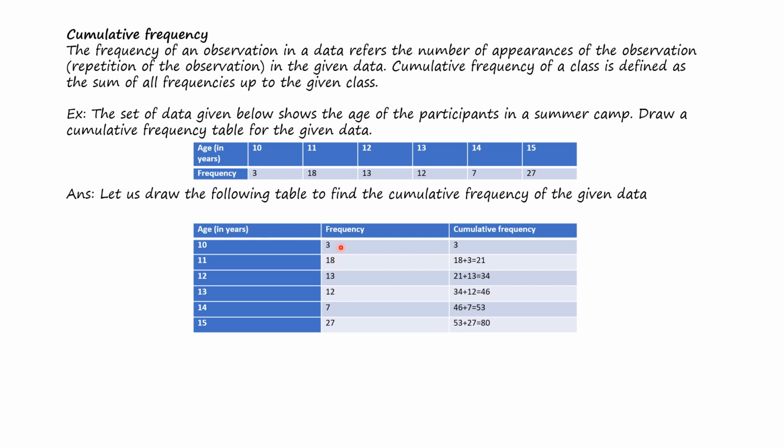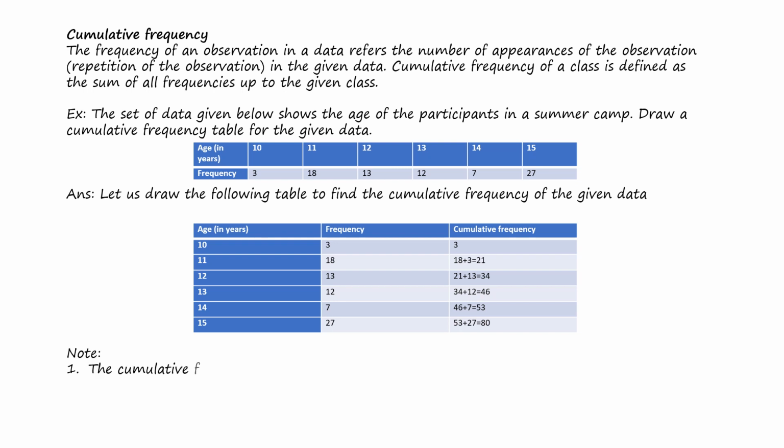For the second one, it is the first observation plus that of the second one, which is 18 plus 3, that's 21. For the third observation, cumulative frequency is nothing but the sum total of all the frequencies of first, second, and third. And that's 21 plus 13, which is equal to 34. For the fourth one, it is the sum total of the frequencies from the first observation to the fourth observation. So therefore, till the third observation cumulative frequency is 34. The cumulative frequency of the fourth one is 34 plus 12, which is 46, and so on.